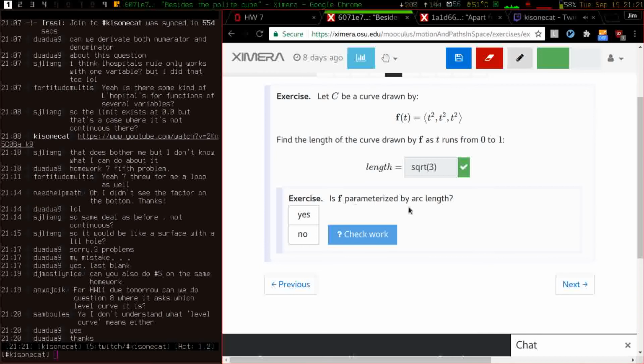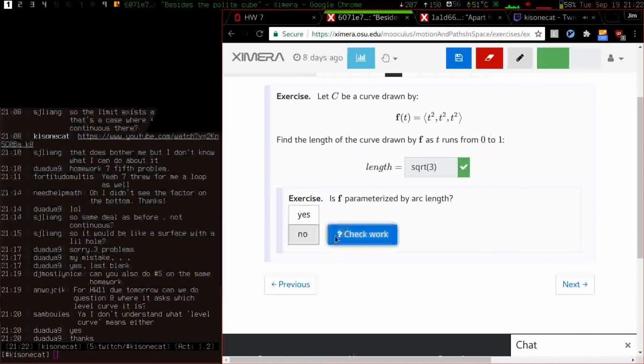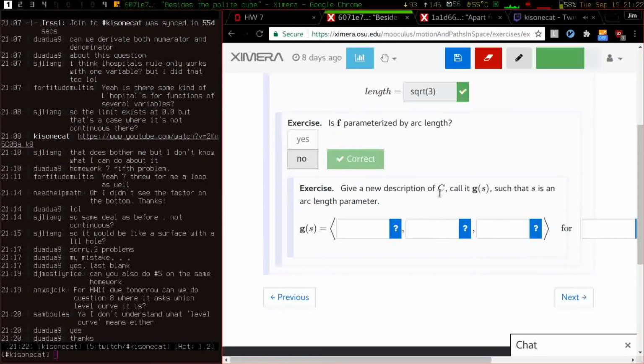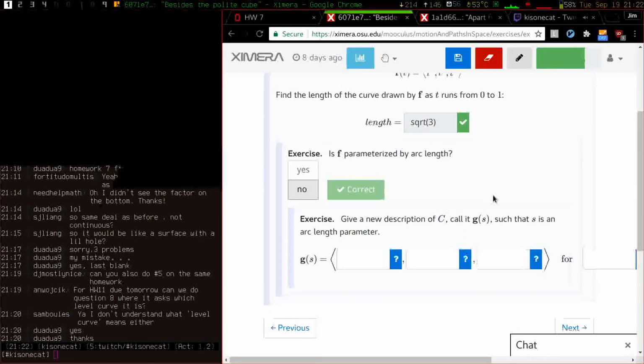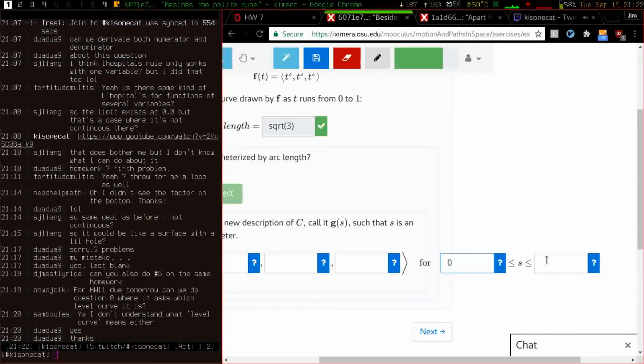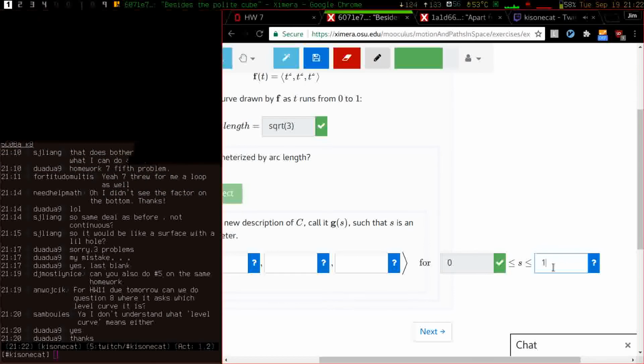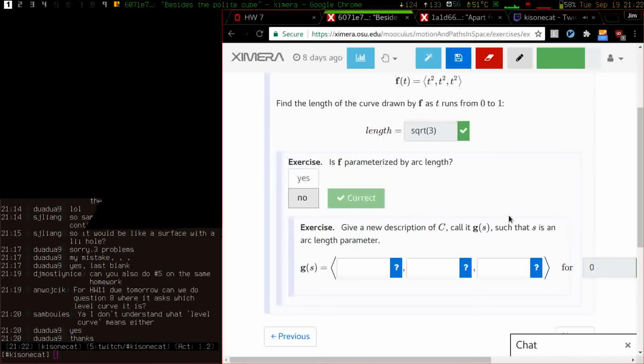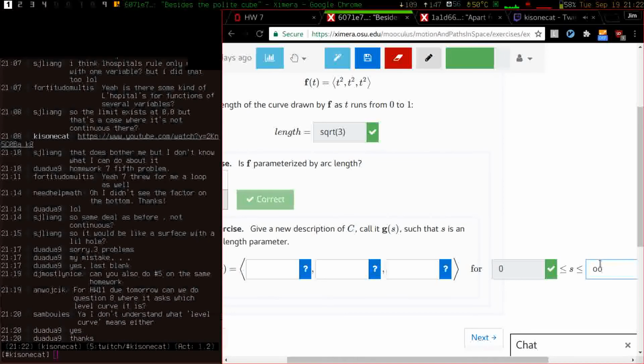Now, is f parameterized by arc length? It could have been, but this is definitely not an arc length parameterization. I can tell that because it's not constant speed. If I differentiate this, I get 2t, 2t, 2t, and that has a very different speed when t is equal to 0 compared to when t is equal to 1. It starts off slow and then it speeds up. So no, it's not parameterized by arc length. Now it wants a new description of C, so that s is an arc length parameter when s is between 0 and, why is there a less than or equal to symbol there?